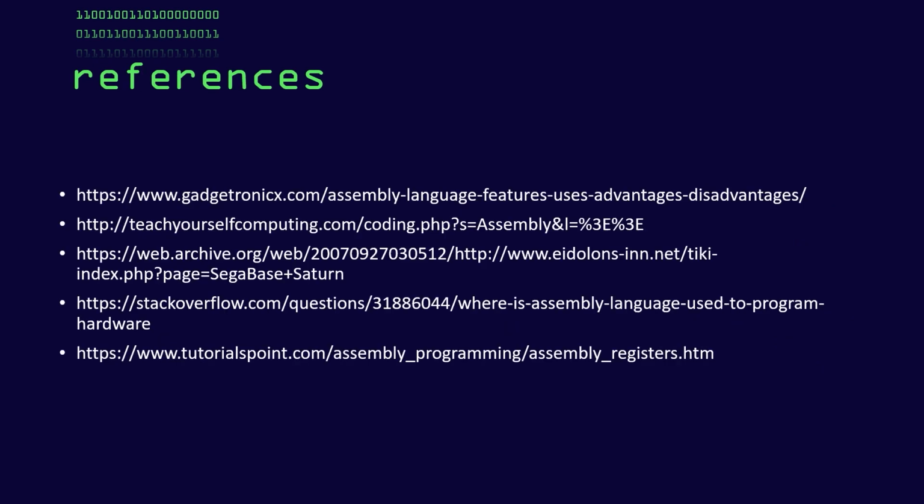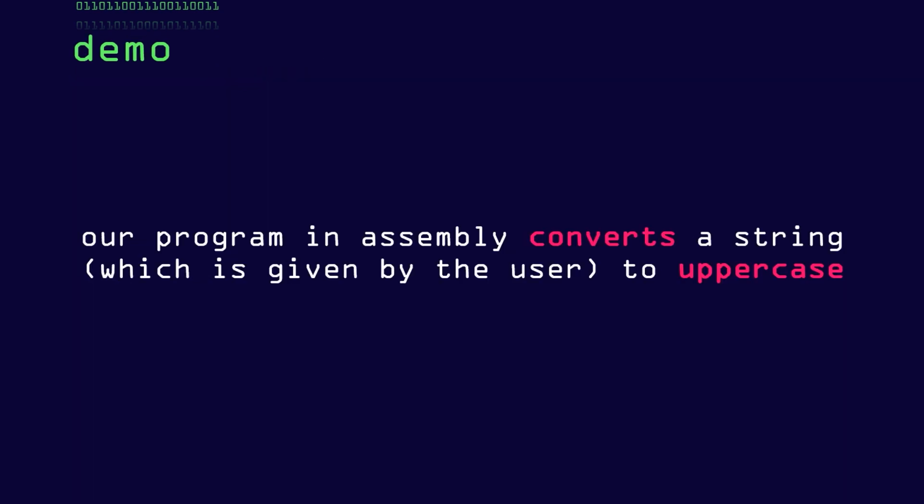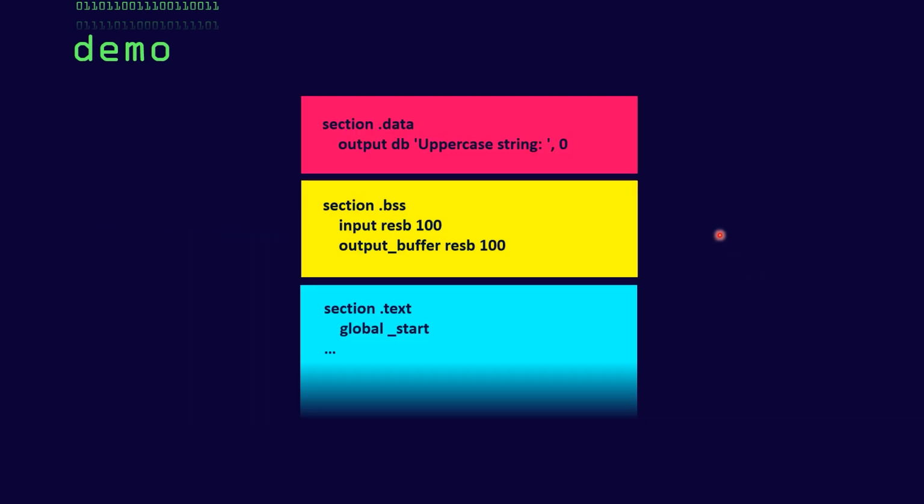Here are references, and let's jump into the program demo. All right, so our program will convert a string that will be given by the user to uppercase. We have our three sections of our code here. The section text will be discussed in the next slide. For now, we're going to be discussing data and BSS, remembering that BSS stands for block starting symbol.